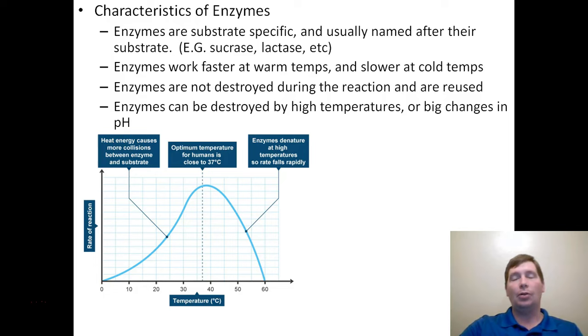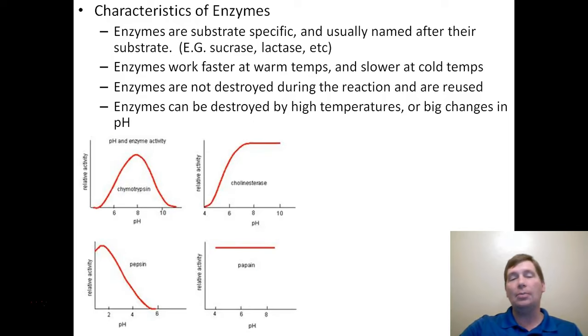The other thing that can destroy an enzyme is big changes in pH. Here you see 4 different enzymes here, and you see pH. So this enzyme, chymotrypsin, works best at a pH of 8. If you get more basic than 8 or more acidic than 8, the enzyme stops working as well because it gets destroyed if it's too acid or too base.